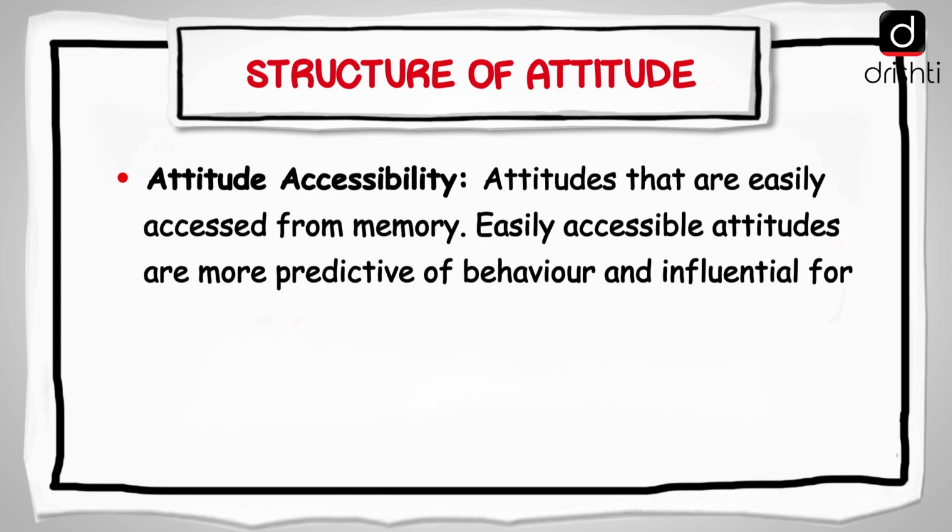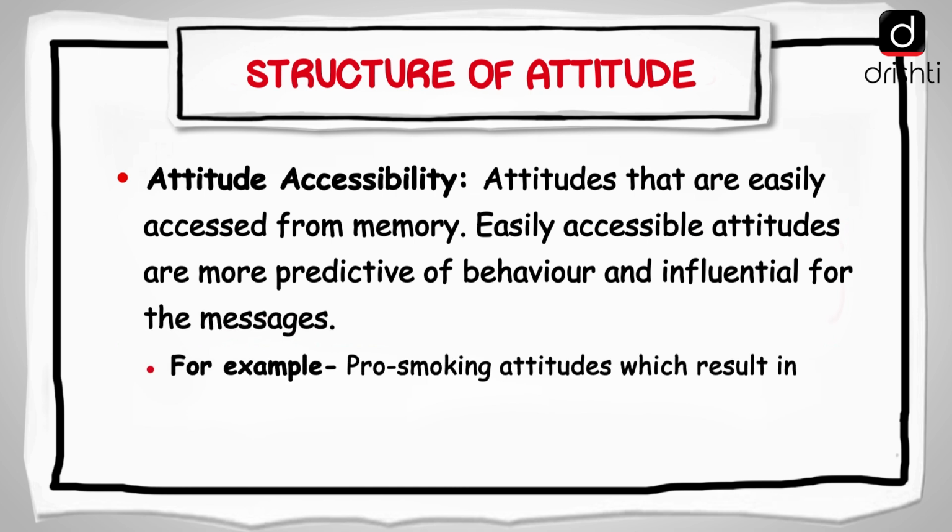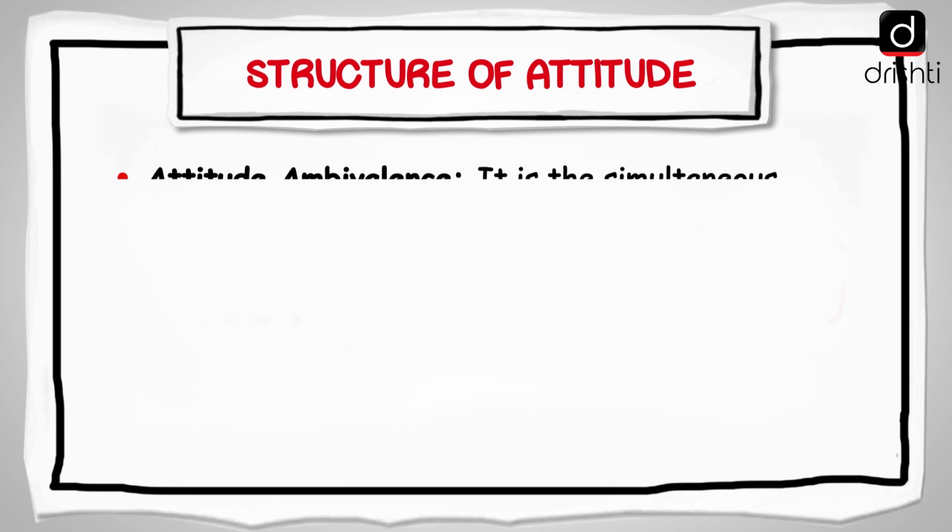Attitude accessibility. Attitudes that are easily accessed from memory. Easily accessible attitudes are more predictive of behavior and influential for the messages. For example, some attitudes are activated in people without conscious awareness, like pro-smoking attitudes, which result in continuation of smoking behavior.